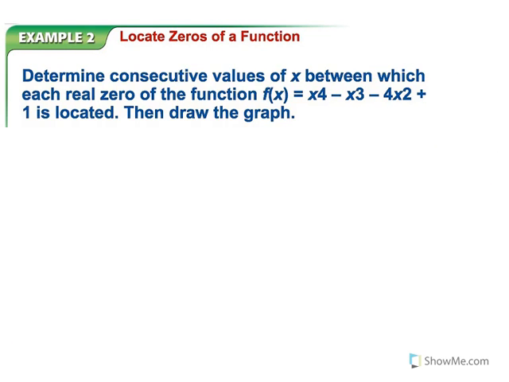Example number 2, we're going to determine consecutive values of x between which a real zero of the function f of x equals x to the 4th minus x cubed minus 4x squared plus 1 is located. Then we're going to draw the graph.